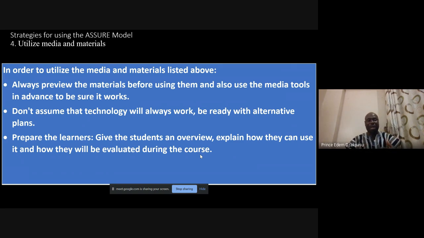You must prepare your learners. Give the students an overview, explain how they can use the media and the materials, and how they will be evaluated at the end of the course. You should be able to explain all these to your students.